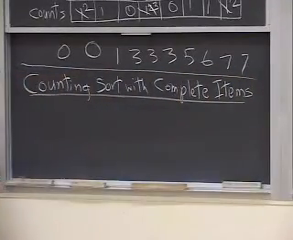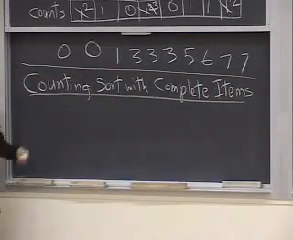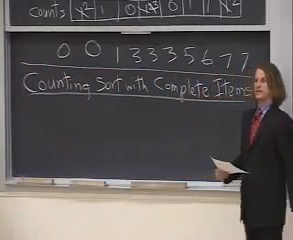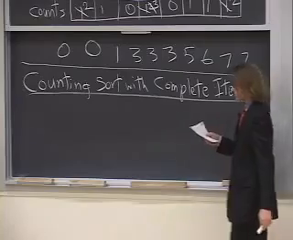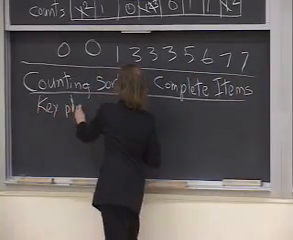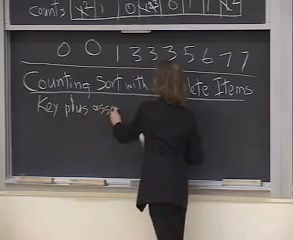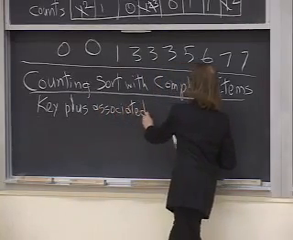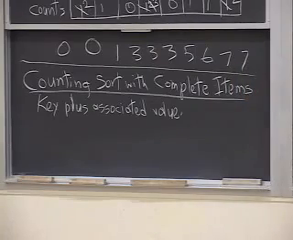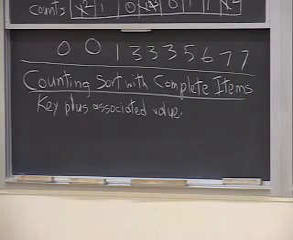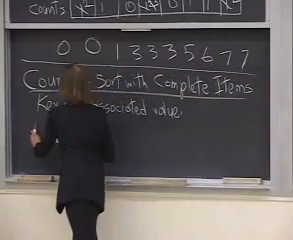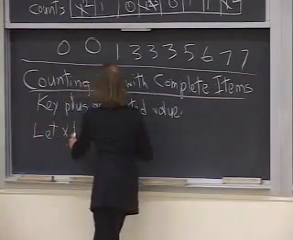Now I'm going to do counting sort with complete items, where a complete item consists of both a key and some sort of associated values, which might be a whole database record. For this, we definitely need a more elaborate version of counting sort. So let's start off with, let X be an input array.